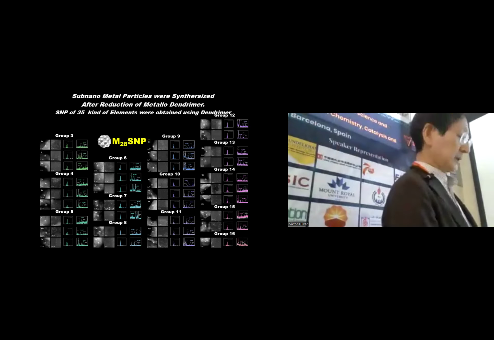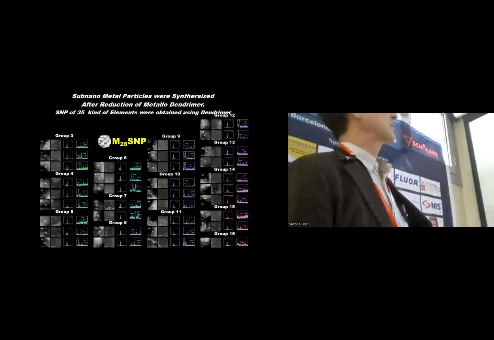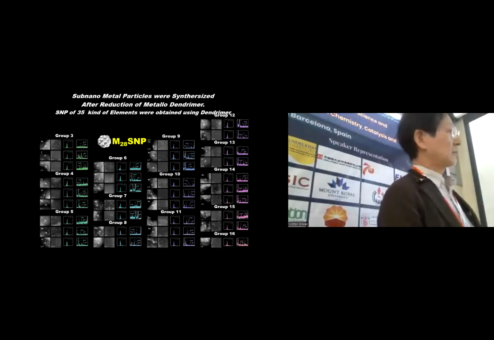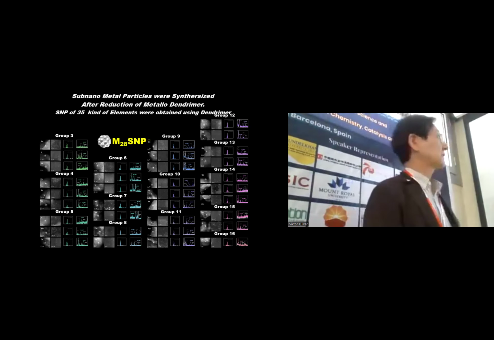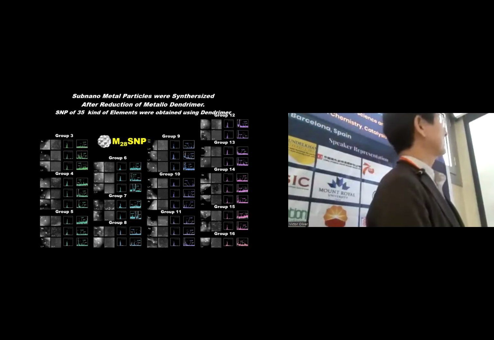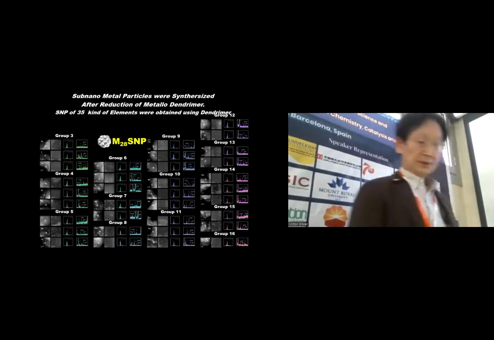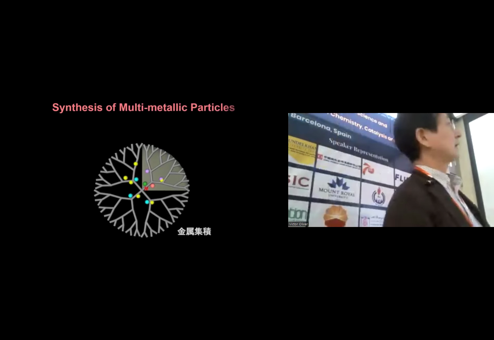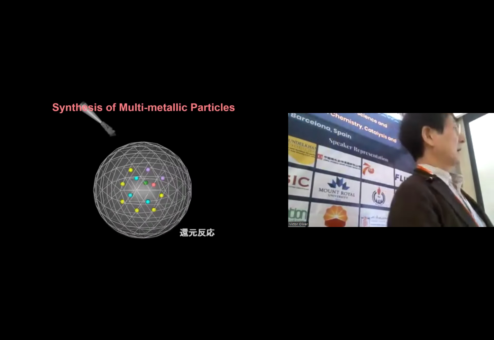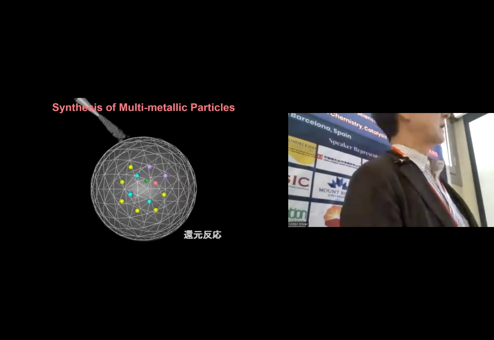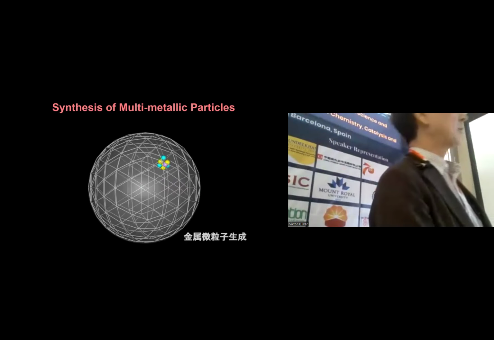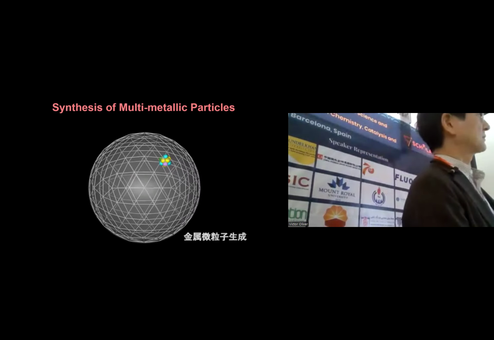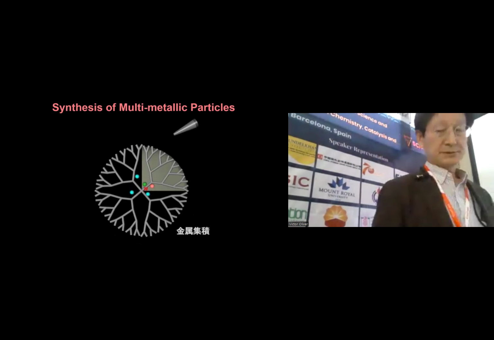We synthesized many subnanosized metal particles using the dendrimer reactors. After assembling the metal salt, reduction of the metal dendrimers was carried out. So we could obtain subnanosized particles of the 30 kinds of elements shown in these figures. Okay, next is the synthesis of multimetallic particles. As I have already mentioned, different kinds of element salts were added in each step, so we obtained the heterometal dendrimers. After reduction of the heterometal dendrimers, we can obtain multimetallic particles.